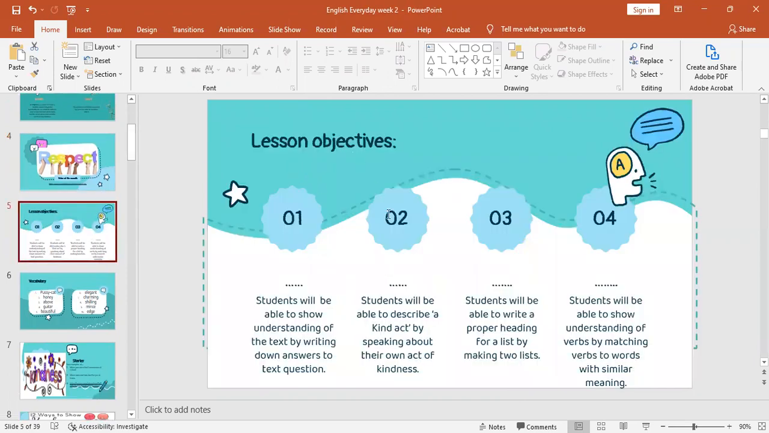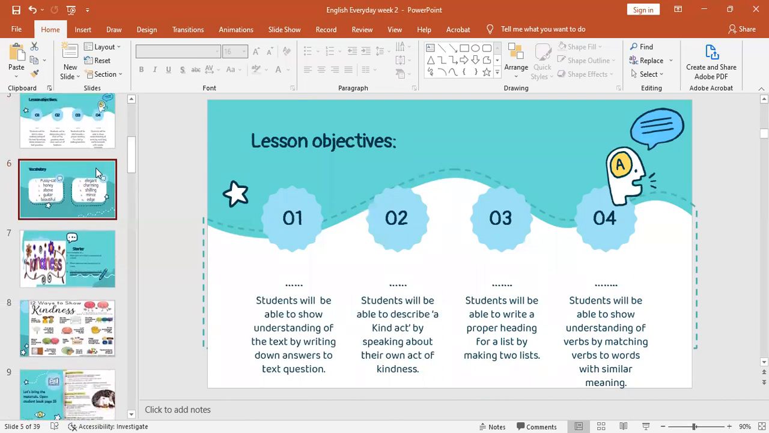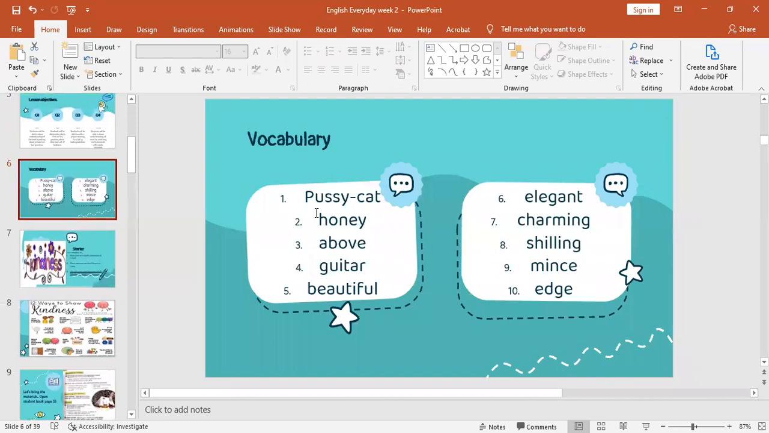The lesson objectives for today are that at the end of today's lesson, our students will be able to write a proper heading for a list by making two lists. Now we're going to show understanding of verbs by matching verbs to words with similar meaning. That being said, let's look at the vocabulary words for the week.